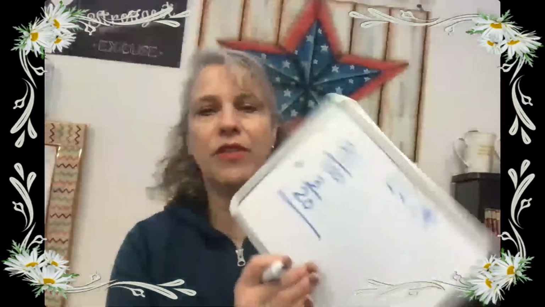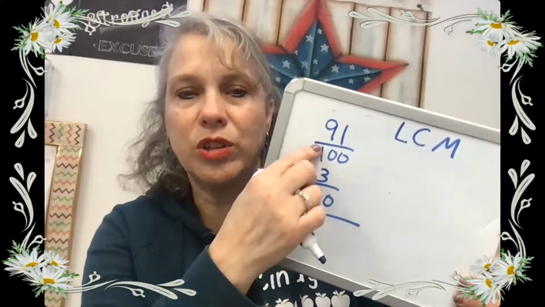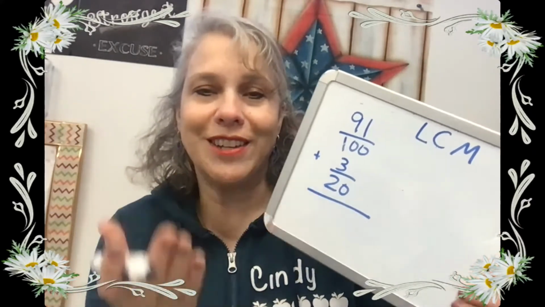There's another way to find the common denominator. Okay, and I'm going to just mention this one. This one has to do with finding the least common multiple. And I have some problems here. I have 91 over 100 plus 3 over 20. Okay, so I have a denominator of 100. Now I might see already that 20 goes into 100 5 times, so I can just use that.